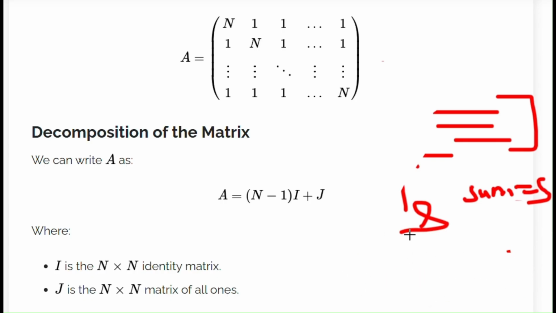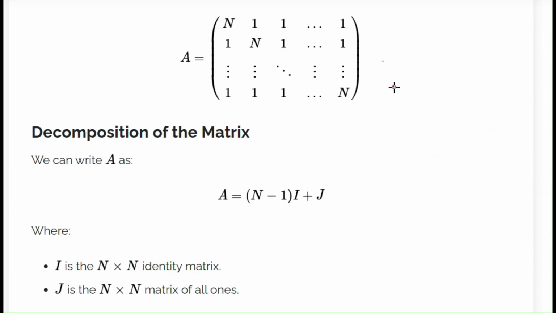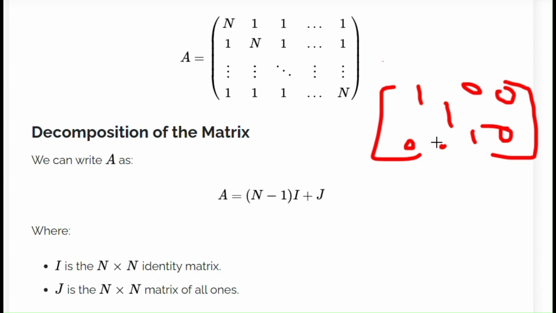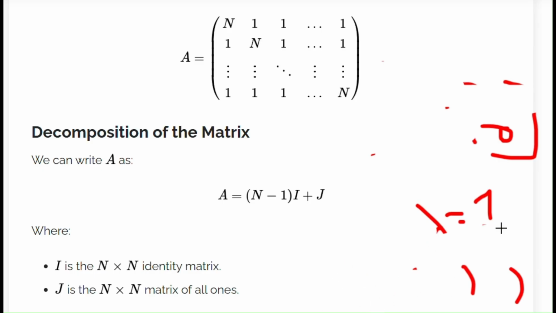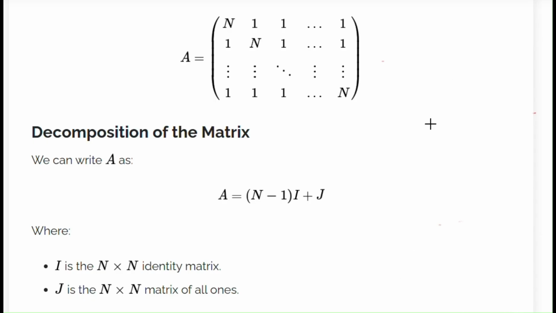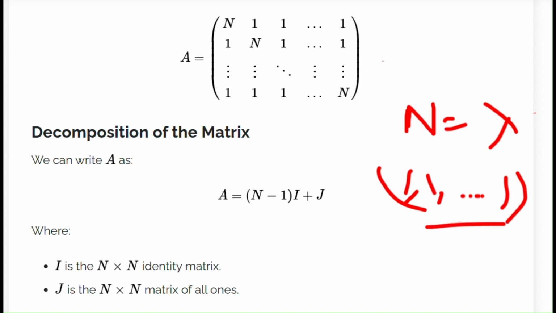Now if we use this rule for the identity matrix, the diagonals are 1 and all other off diagonal entries are 0. The sum of each row is 1, which means the eigenvalue of this matrix is 1, and the eigenvector is 1, 1, 1. Similarly, for the matrix J of all ones, the sum of each row is n, which means n is an eigenvalue of this matrix, and 1, 1, ..., 1 (n times) is an eigenvector of this matrix.